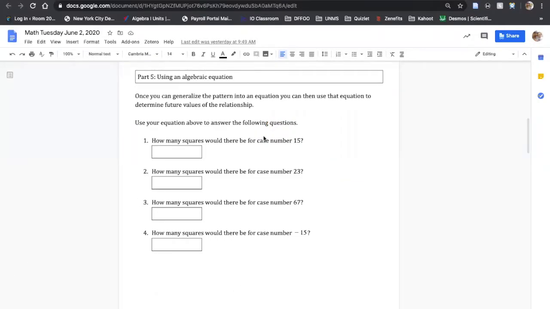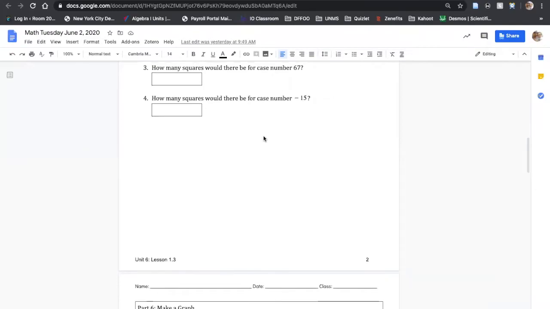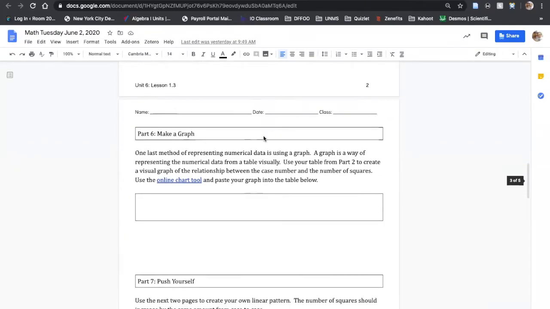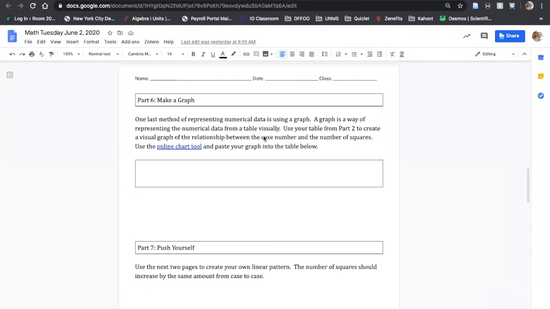Once you're done, the next part I'm going to try to help walk you through is again using this online graph tool. The idea here is to make a graph and paste it in here. We've done this a couple of times in the past. You want to click on this link here. This should take you directly to the graph that you need. We're going to give it a second to load up.